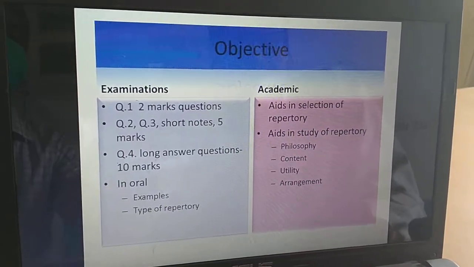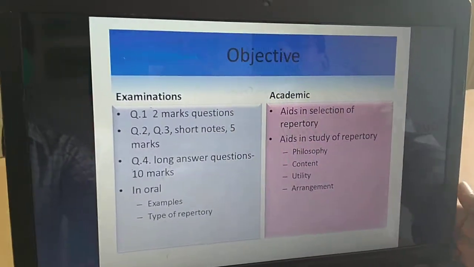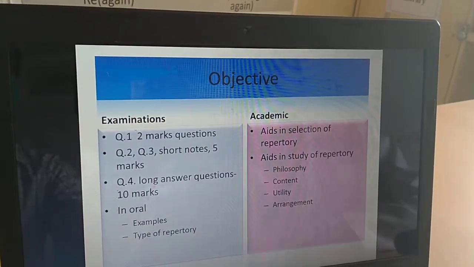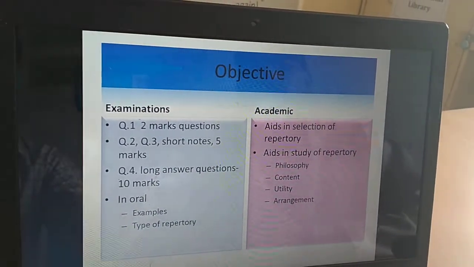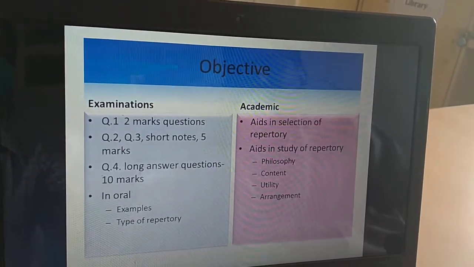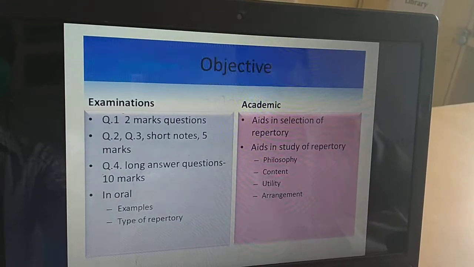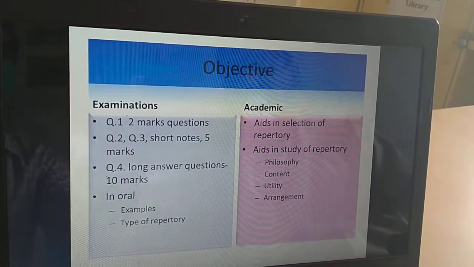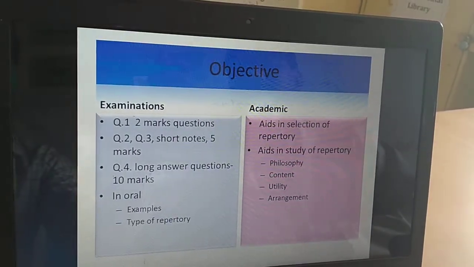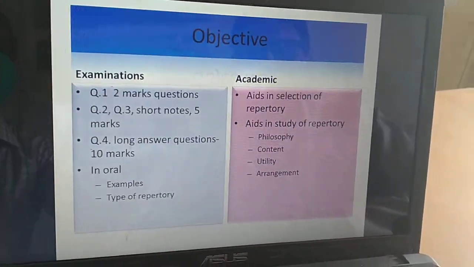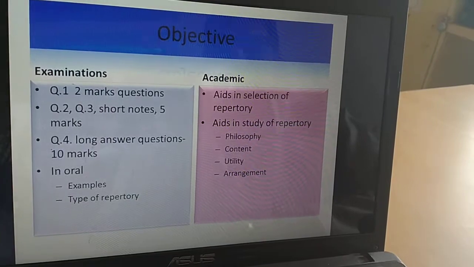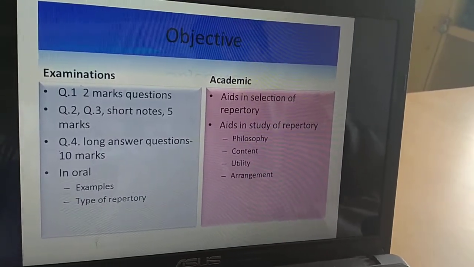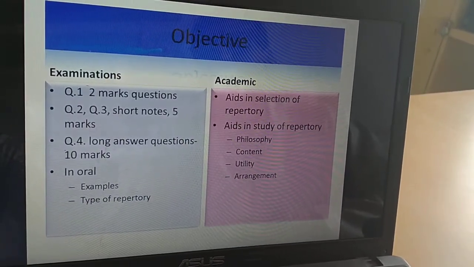So let us see first the objective of learning classification of repertory. Exam oriented objectives: usually in question number 1, 2 mark questions are asked on this topic. A specific type of repertory is asked and an example is given, or vice versa. Or the name of a repertory is given and you must identify the type of repertory.